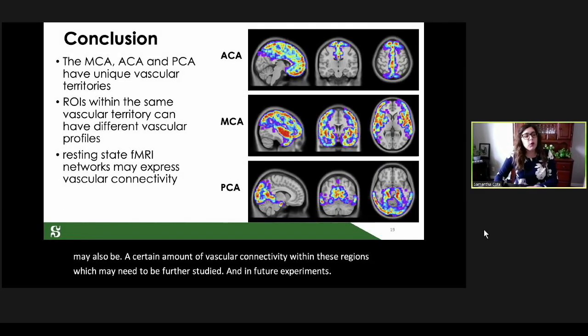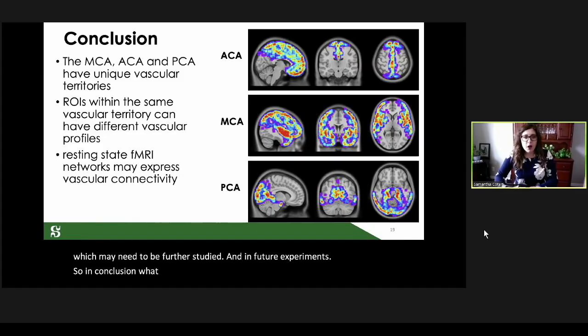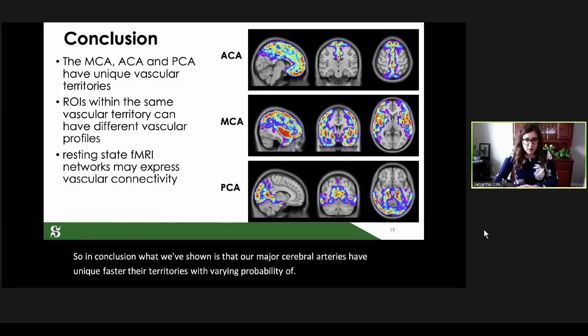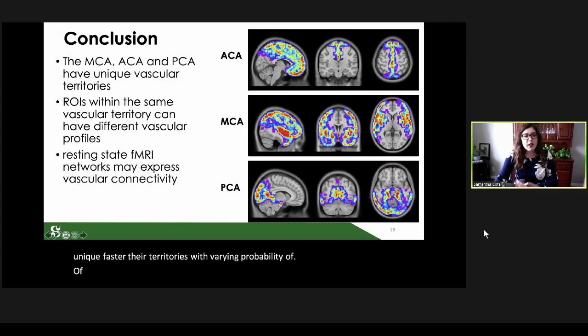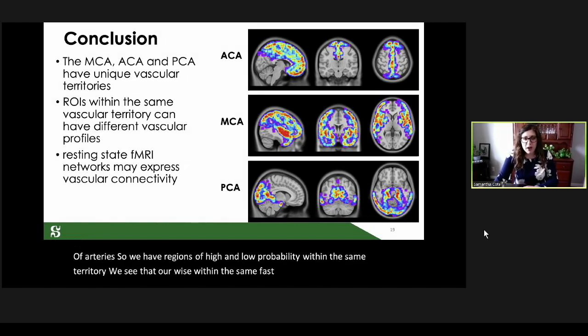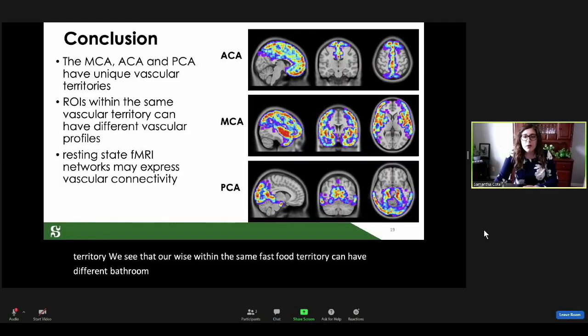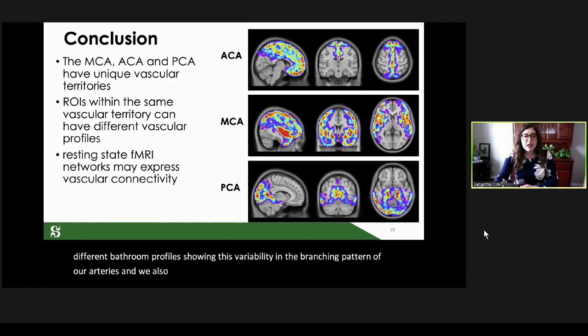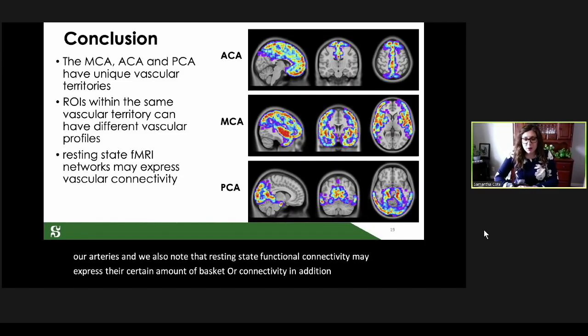So in conclusion, what we've shown is that our major cerebral arteries have unique vascular territories with varying probability of arteries. So we have regions of high and low probability within the same territory. We see that ROIs within the same vascular territory can have different vascular profiles, showing this variability in the branching pattern of our arteries. And we also note that resting state functional connectivity may express a certain amount of vascular connectivity in addition to functional connectivity that has been well studied.